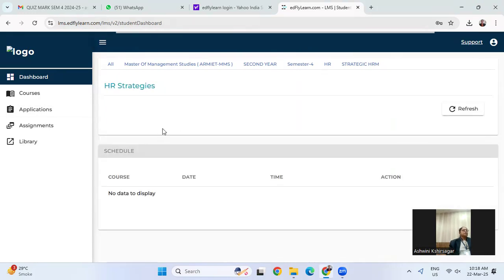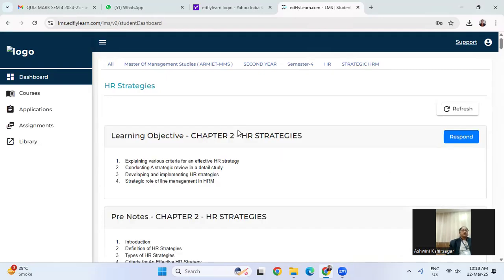The HR strategies chapter is very important for both the company as well as the working structure of HR related to their working. So how we will go and how we need to inculcate it, that will be the main task for it. So as a part of learning outcome, we are going to understand this HR.